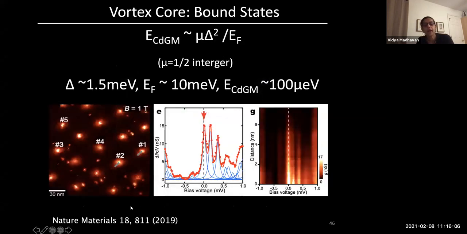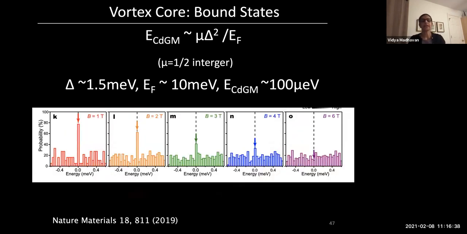So Hanaguri's group in Japan did a lot of beautiful, careful work with a very low temperature STM, and they showed that within their experimental resolution, they could clearly see that this in-gap state, which is at zero bias, but with some spread, is actually far within the 100 microelectron volts where you expect to see these ordinary Caroli-de Gennes-Matricon bound states.